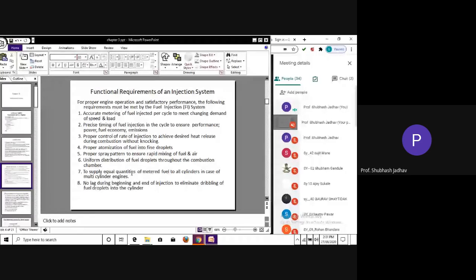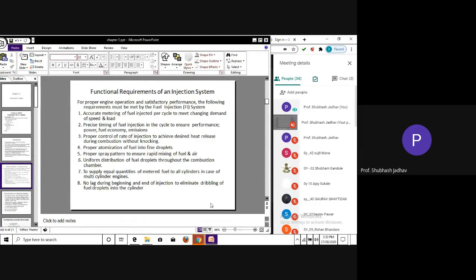Dribbling means coming out in the form of droplets, which is not advisable to have, because if the dribbling is there, then that particular droplet which is getting accumulated on the tip of the nozzle is going to get converted into carbon, and the carbon will get deposited in the holes of the nozzle, and the holes may get choked, and due to that the injection becomes improper, and then we will be requiring the maintenance or servicing of the fuel injection system.